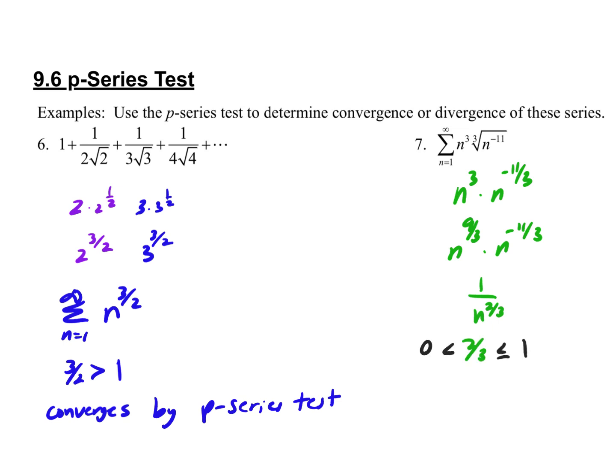2/3 is in between 0 and 1, so we can use that p-series test. I probably should have put that in there. Let's put that in here. Okay. And so because 2/3 is between 0 and 1, this series is going to diverge by the p-series test. And there it is. Those are the 2 tests.